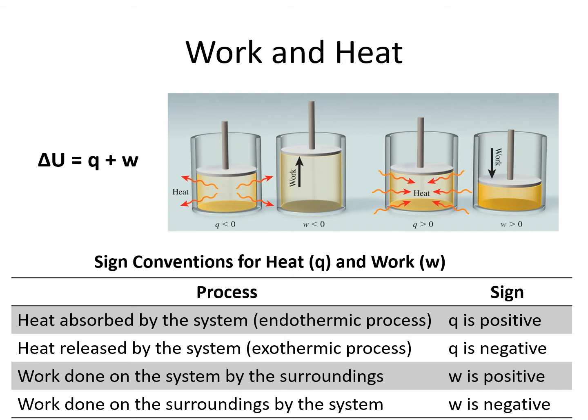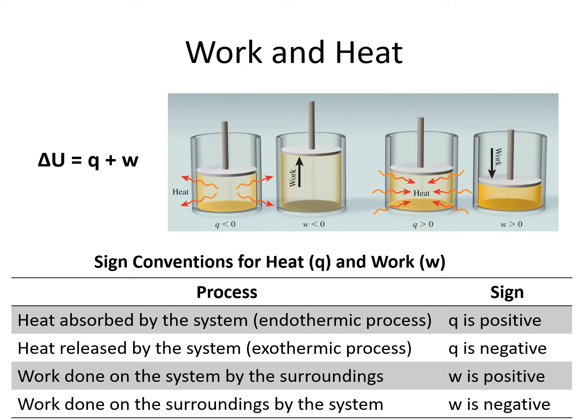We've already talked about the appropriate signs for Q. When heat is going into the system, that is, absorbed by the system in an endothermic process, Q is a positive value. When heat is released by the system, it's going out of the system, being subtracted from the system in an exothermic process, the Q is negative.